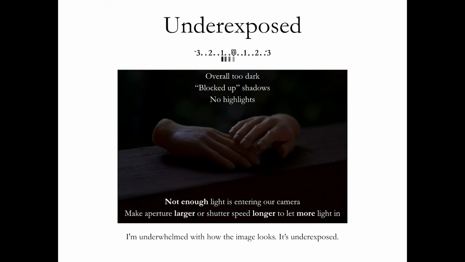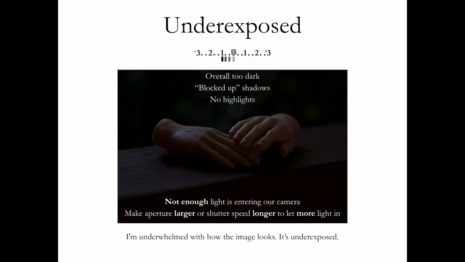When not enough light exposes, the photograph will be too dark, which means the image is underexposed. I'm underwhelmed with how the image looks. It's underexposed. The image will look overall too dark. There will be no highlights and the shadows will be too dark or blocked up. This means not enough light is entering our camera, so we need to make the aperture bigger or the shutter speed longer to get more light in.